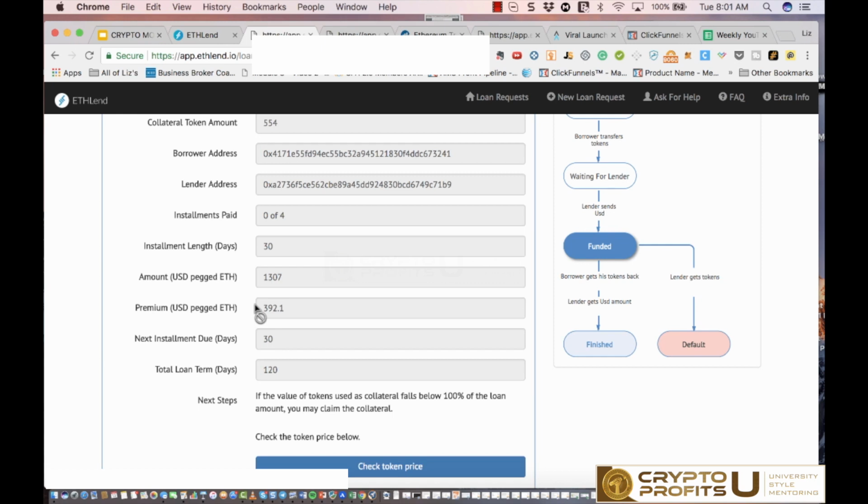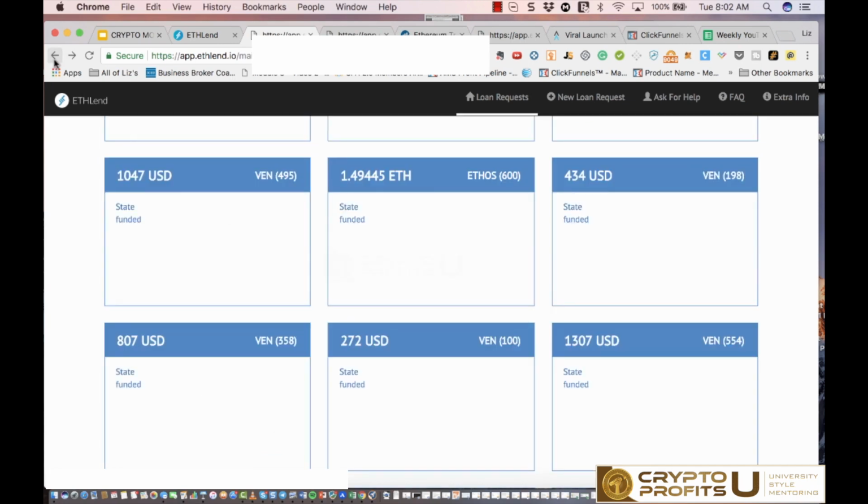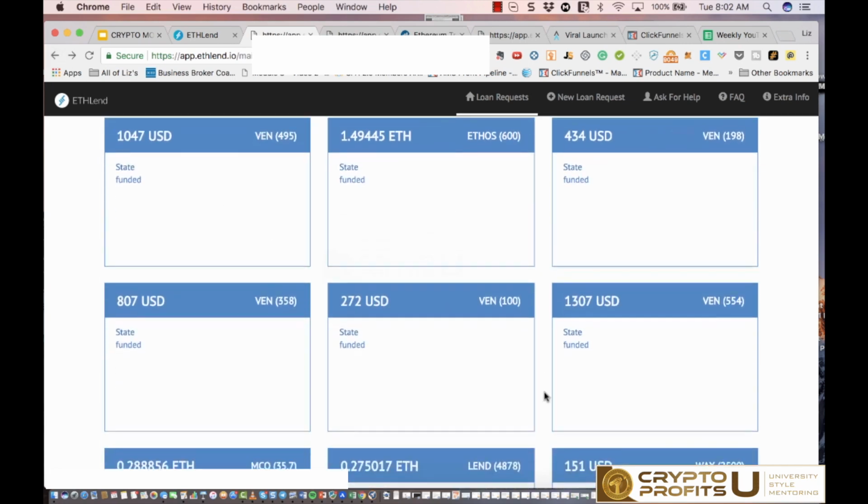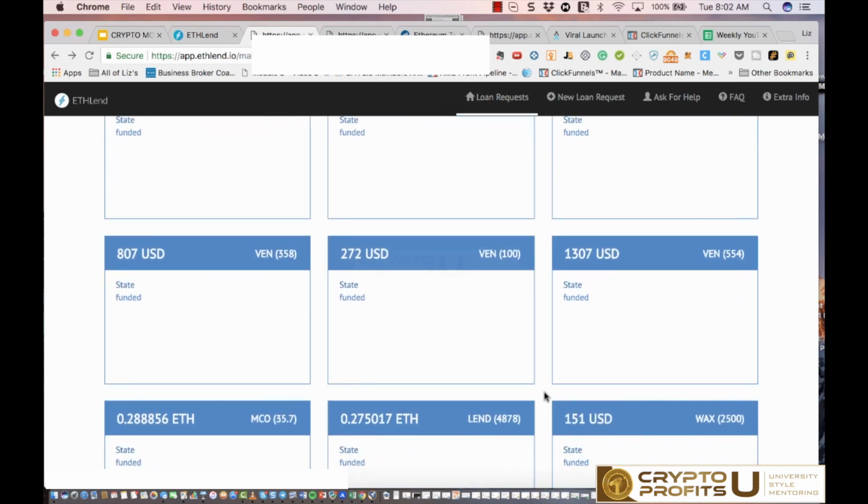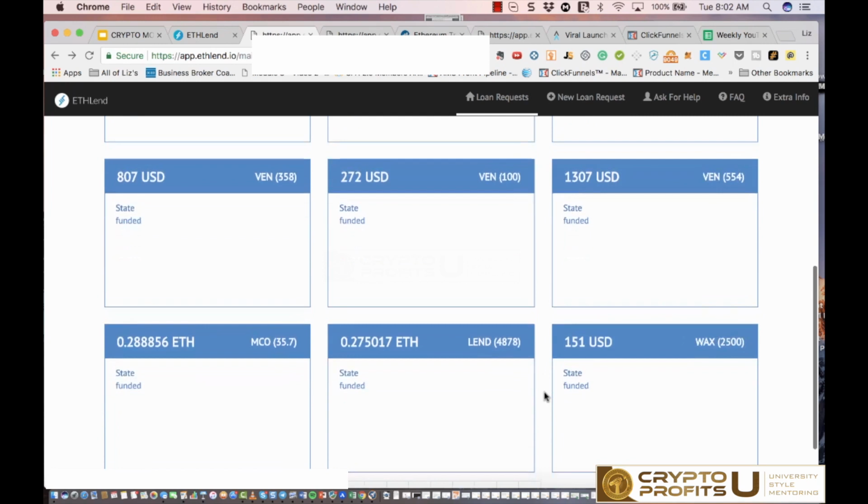I get 30%, I want to say, is what the premium is over four times. So I think that might be like 8% almost. 8%, which sounds about right. 8% over 120 days for 500 Ven. So I would write that down if I was interested in that.